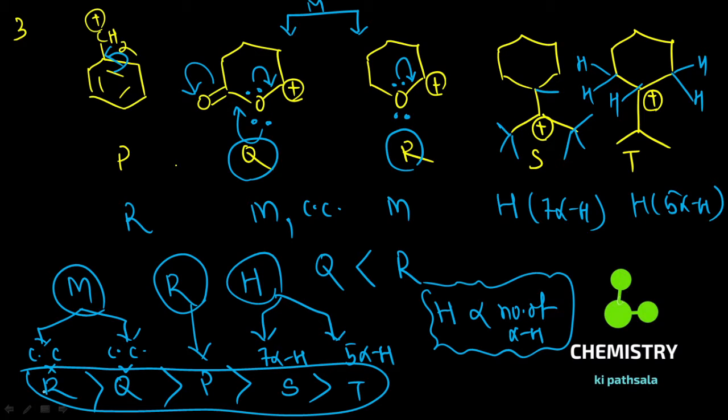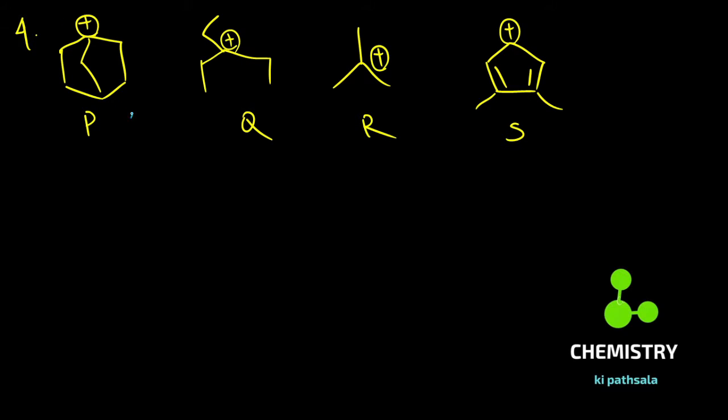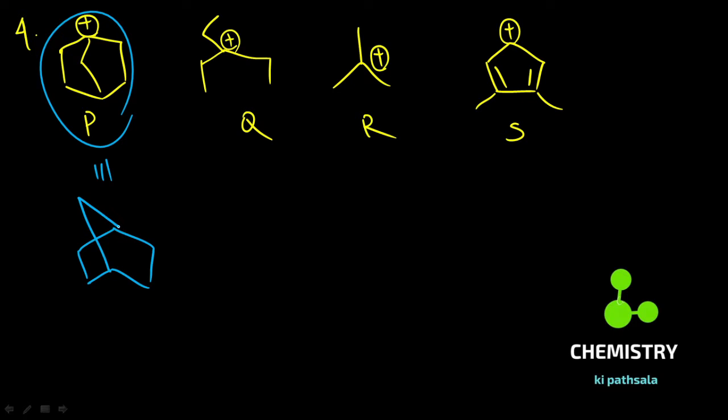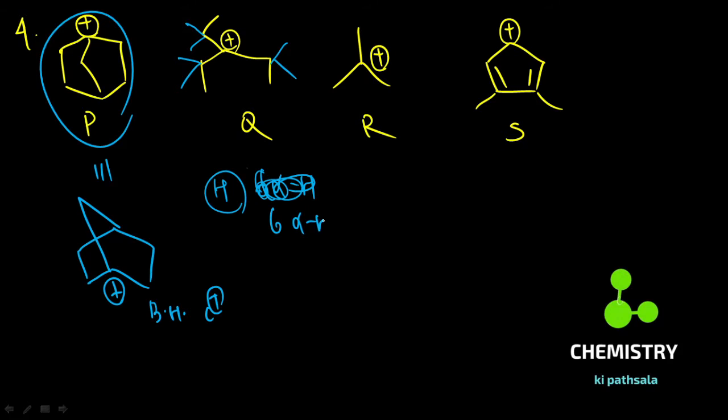Okay, so coming to the next slide, question number 4. Yes, can you find out this question? So it just looks like this. Now this is a bridgehead carbocation. Okay, in case of Q, it is stabilized by hyperconjugation. So how many alpha hydrogens are there? 1, 2, 3, 4, 5, 6 alpha hydrogens, correct? So this is 6 alpha hydrogens.